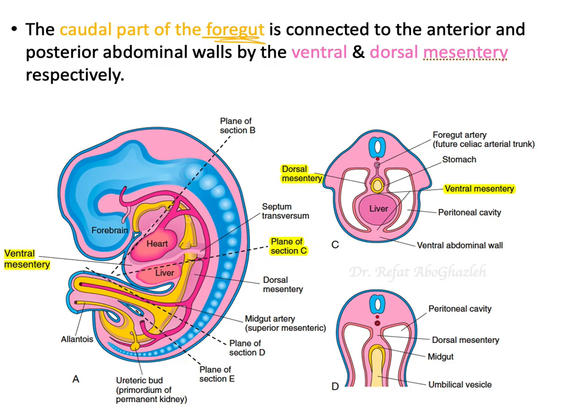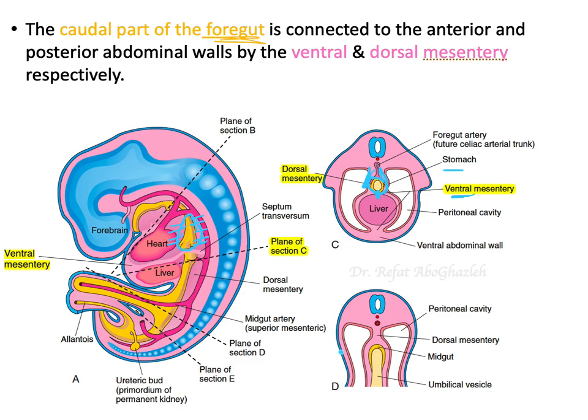So what I want to say is, for the foregut, and of course I will talk about the caudal end of the foregut, that will form the stomach and the upper part of the duodenum. The caudal part of the foregut is connected to the anterior and posterior abdominal walls by ventral and dorsal mesenteries, respectively. So what about the upper one? The esophagus has a mesentery just posteriorly, but nothing anteriorly, it disappeared, right? Here again you see the stomach, connected to the posterior abdominal wall by dorsal mesentery, and anteriorly by ventral mesentery.